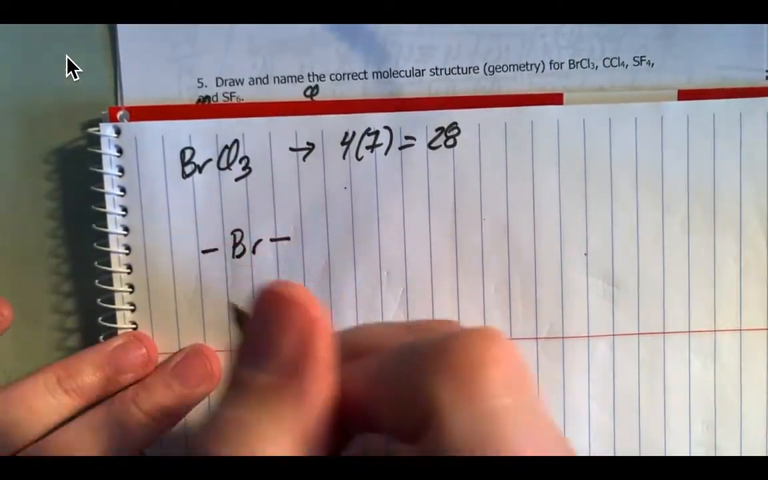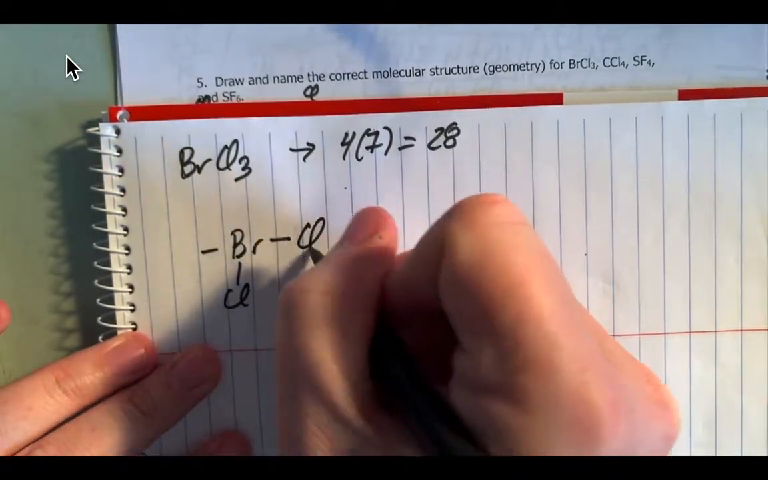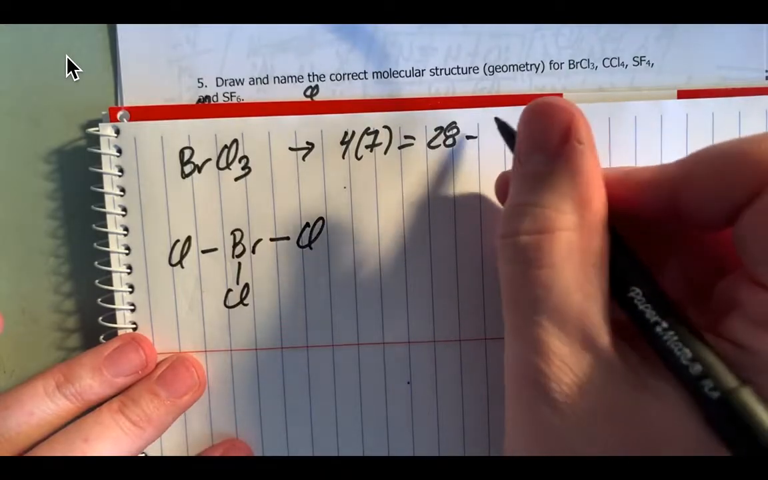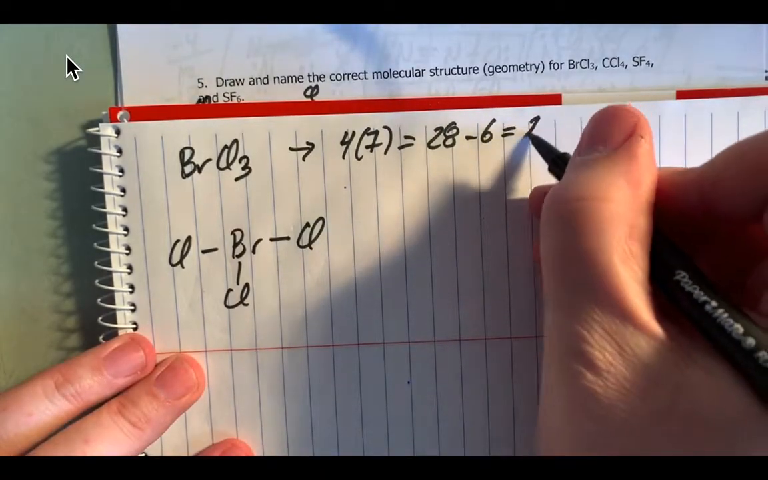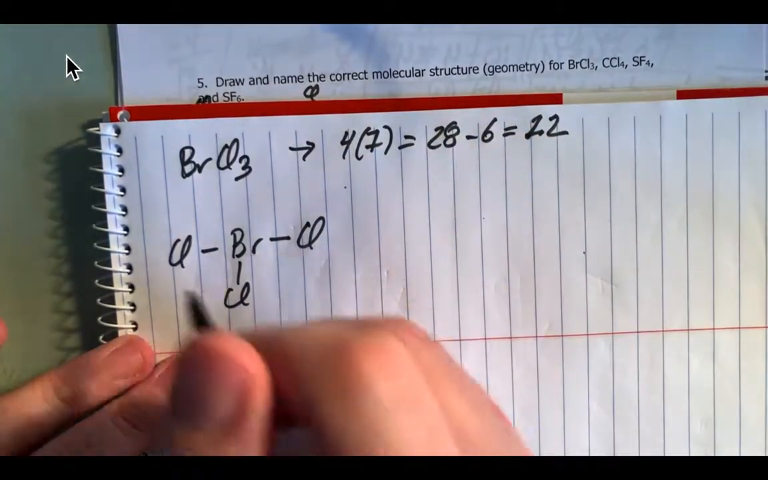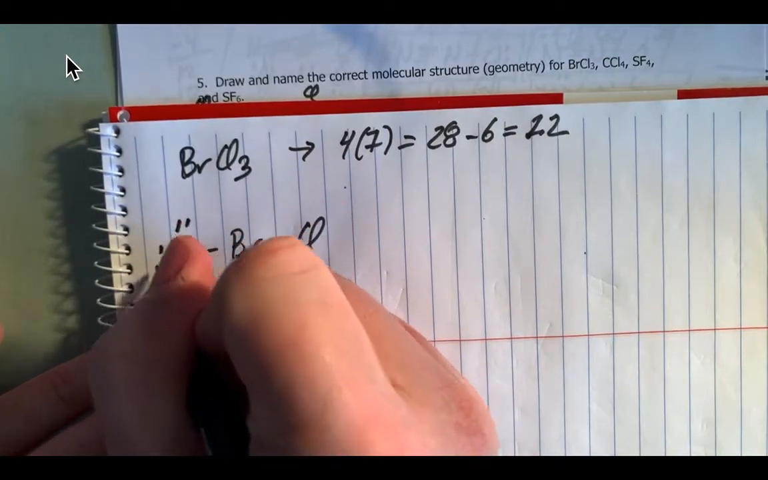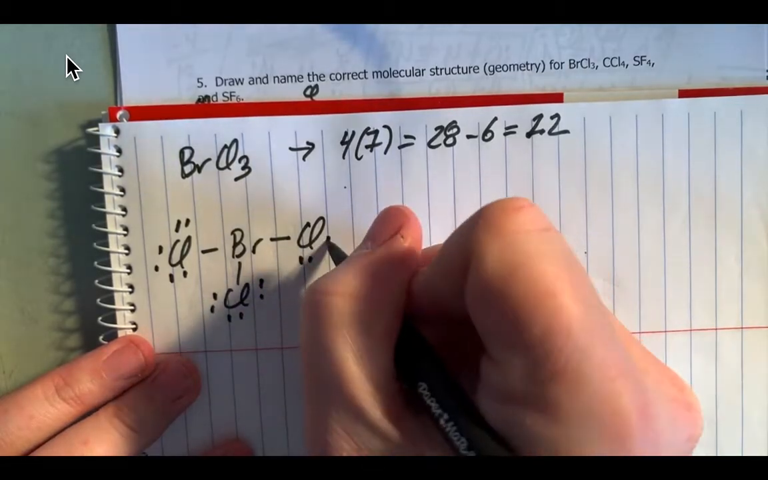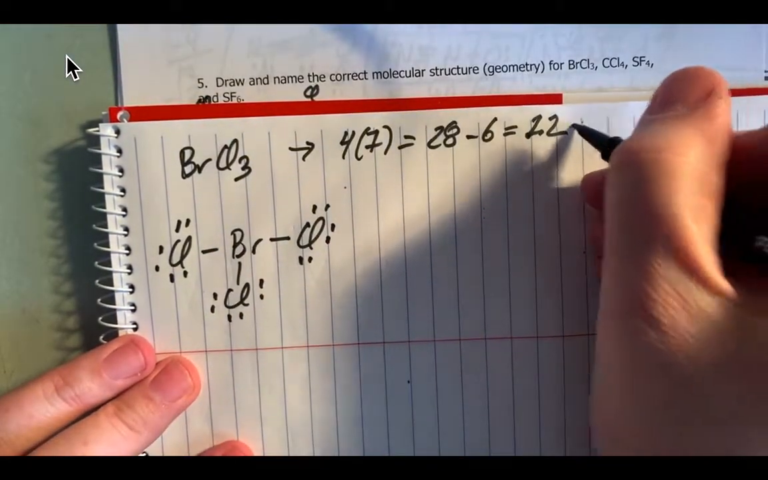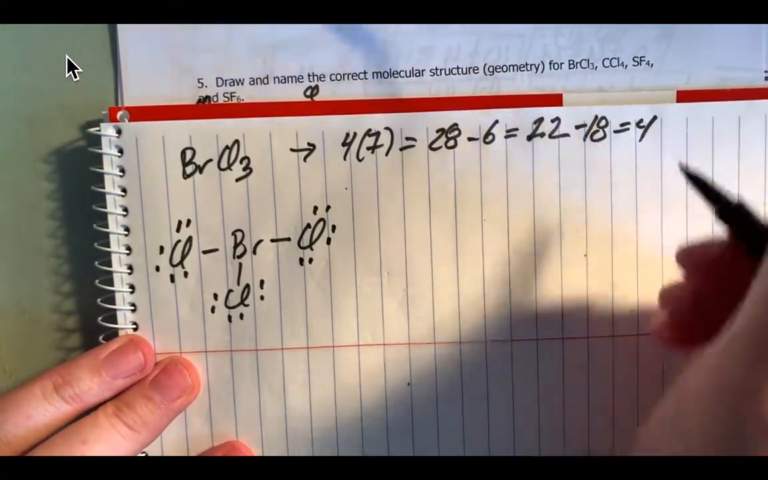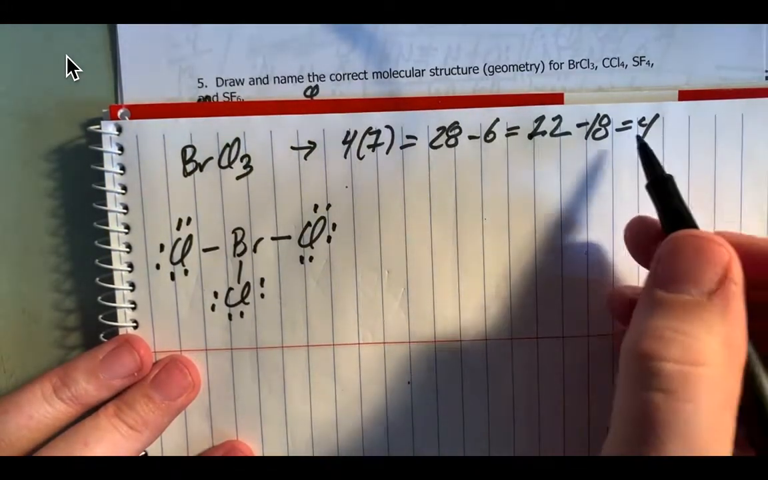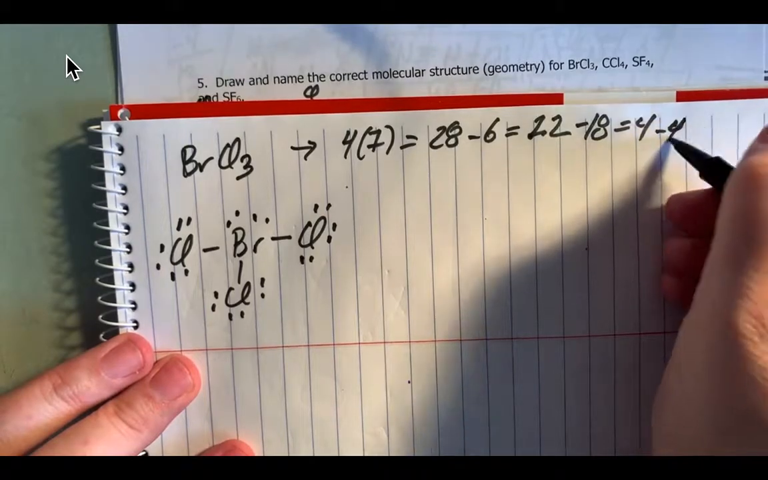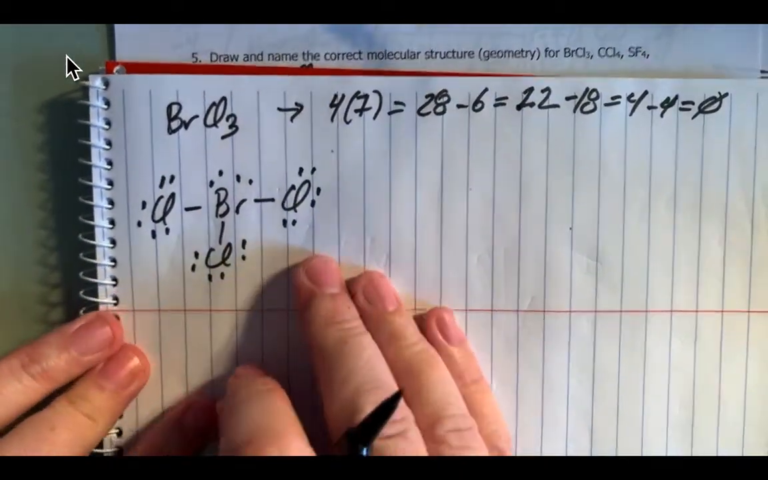You will tether the outer atoms like normal, and that will use 2, 4, 6 and leave you with 22 valence electrons. 2, 4, 6, 8, 10, 12, 14, 16, 18. 18 leaves 4, and then this 4 just gets dropped on the central atom, and now we've assigned all of the valence electrons.